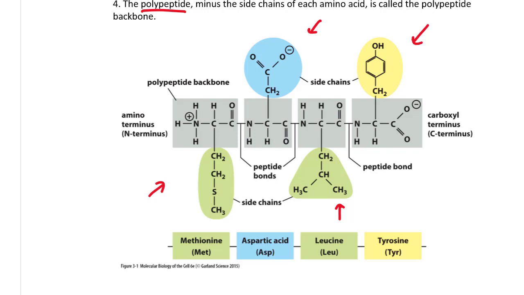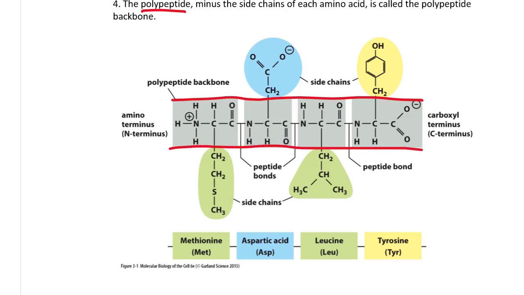Now, the polypeptide, that single chain of amino acids, minus the side chains. So, let's go ahead and remove these arrows real quick. So this thing right here is the polypeptide backbone. And the side chains are coming off of the polypeptide backbone, of course, the side chains being covalently attached to each individual amino acid that is part of the polypeptide backbone.